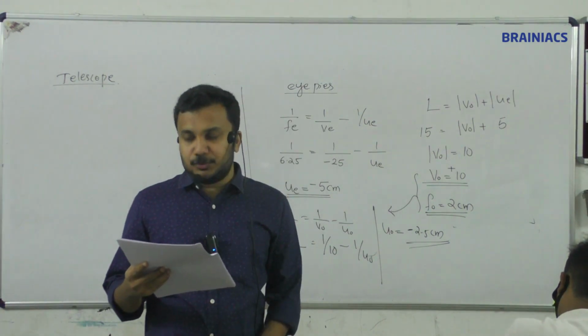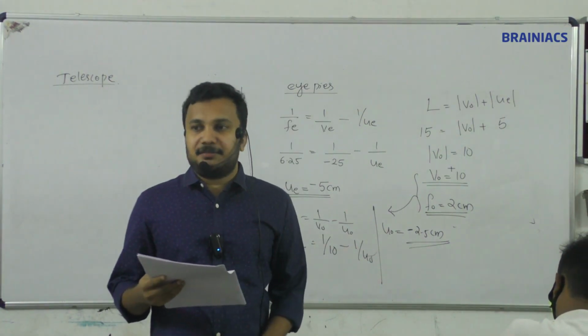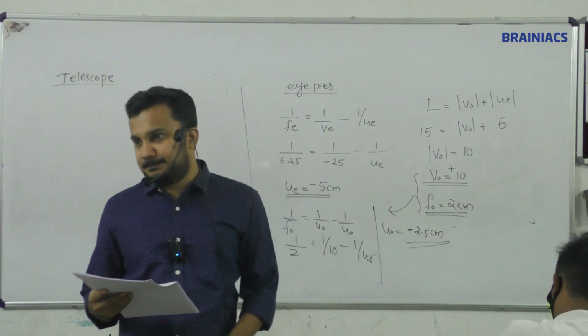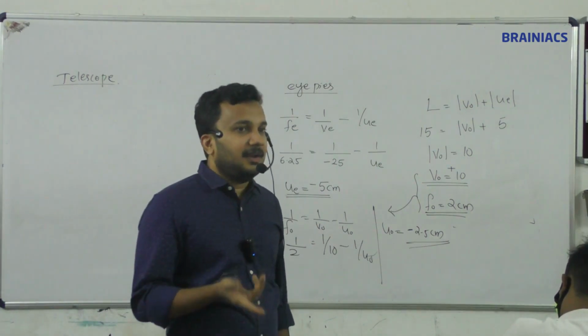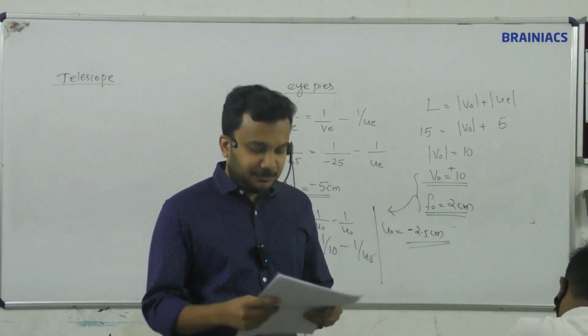A telescope consists of two lenses. One is the objective lens having a high focal length, and the eyepiece lens having a smaller focal length.